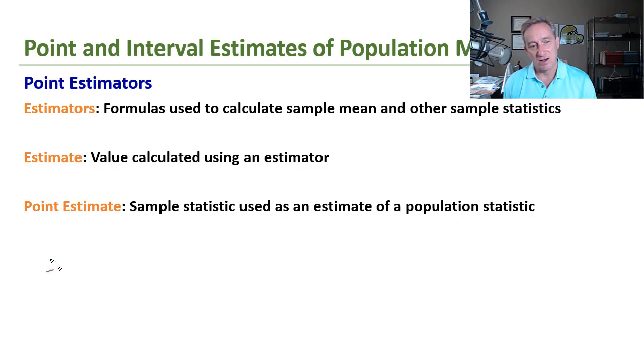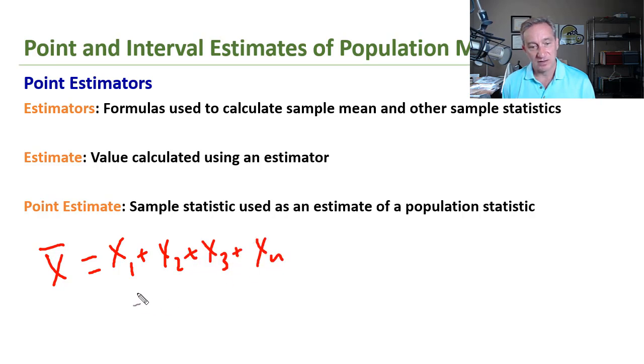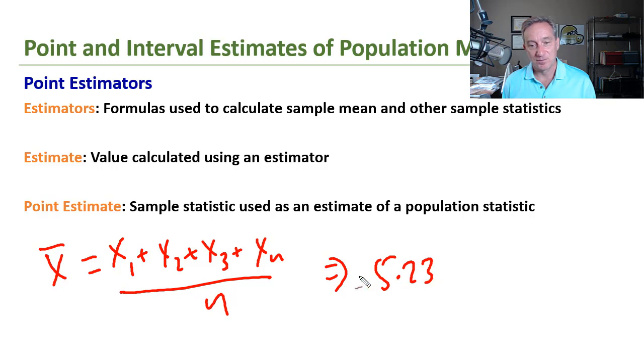So if we're talking about a sample mean, X bar, we know that it equals X1 plus X2, X3, out to Xn, and then we divide it by n, which gives us a sample mean. Well, this is the estimator. Here's the recipe. And then if I apply that on a sample and I get, let's say, 5.23, that's our estimate. The estimator is the recipe that produces the value. That's the estimate.